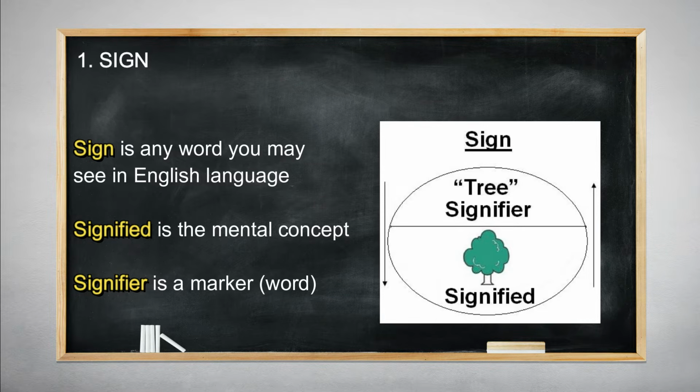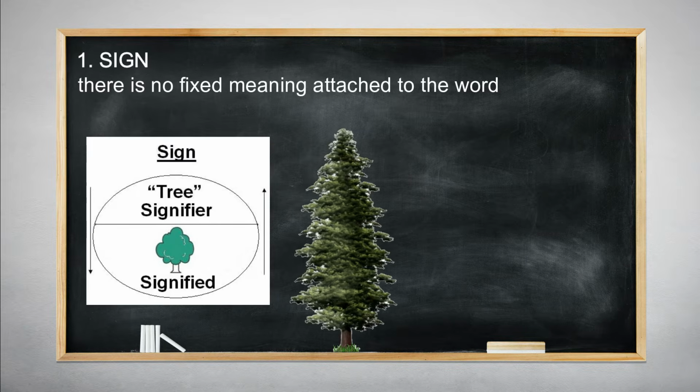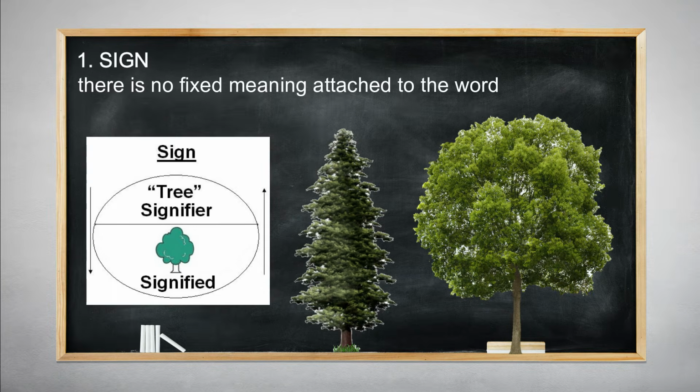A sign is any word you may see in the English language. Signified is the mental concept that a signifier refers to. Signifier is a marker like a word that refers to a specific concept. For instance, the signifier is tree. You might think of a pine tree or any other tree, but I'm thinking of a narra tree. The word tree may ring different mental concepts, hence, there is no fixed meaning attached to the word.